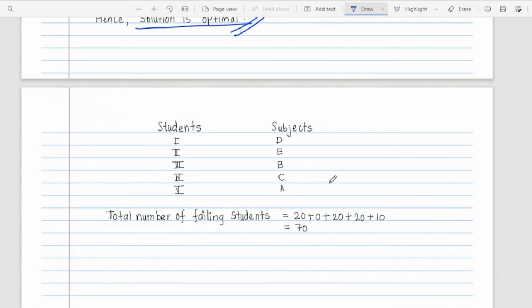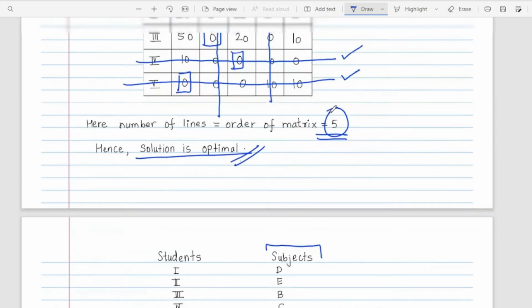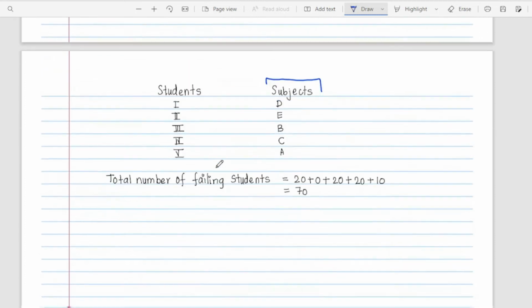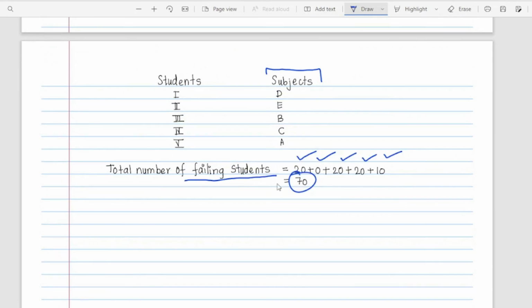The students are 1, 2, 3, 4 and 5, and these are the subjects we have got after allocation. Student 1 is assigned to D, 2 is assigned to E, 3 is assigned to B, 4 is assigned to C and 5 is assigned to A. In this way we make the assignment sequence, and the total number of failing students is 20, 0, 20, 20, 10. The total count is 70.